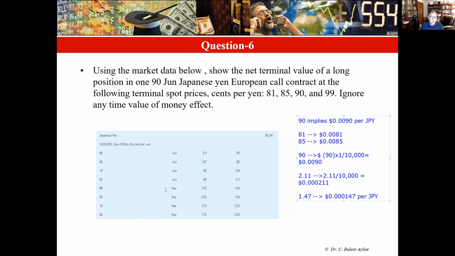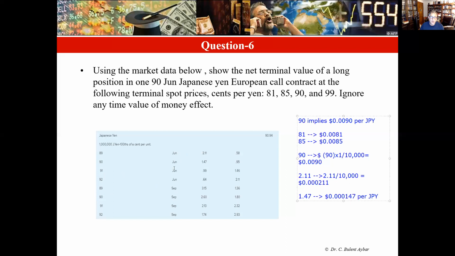As you've seen here, September contract prices for the calls are listed in here. There is a feature of the call options. The call premium declines as the exercise price increases. As you've seen here, 89 has a higher price. As we go up in the exercise price, the premium declines. The larger the exercise price for the call options, the lower the premium is. Same for the September option.